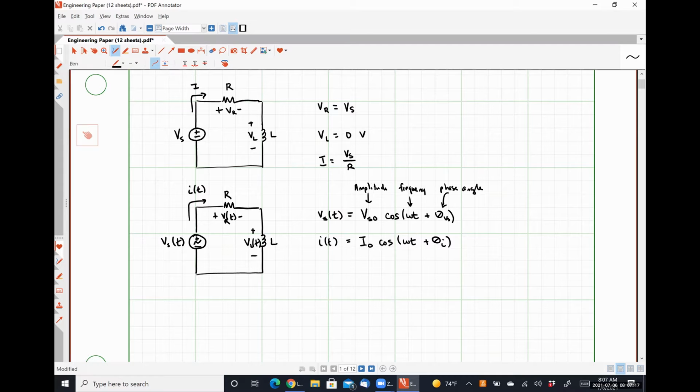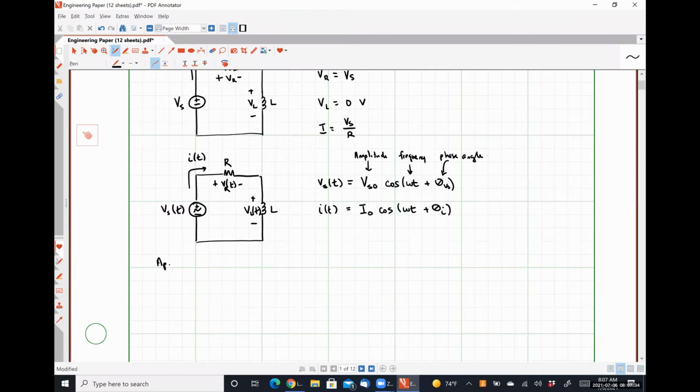So, kind of relationships here. So if we applied Kirchhoff's voltage law, we would find that Vs of t will be equal to VR of t plus VL of t, which we could also express as R times I of t plus L di by dt.